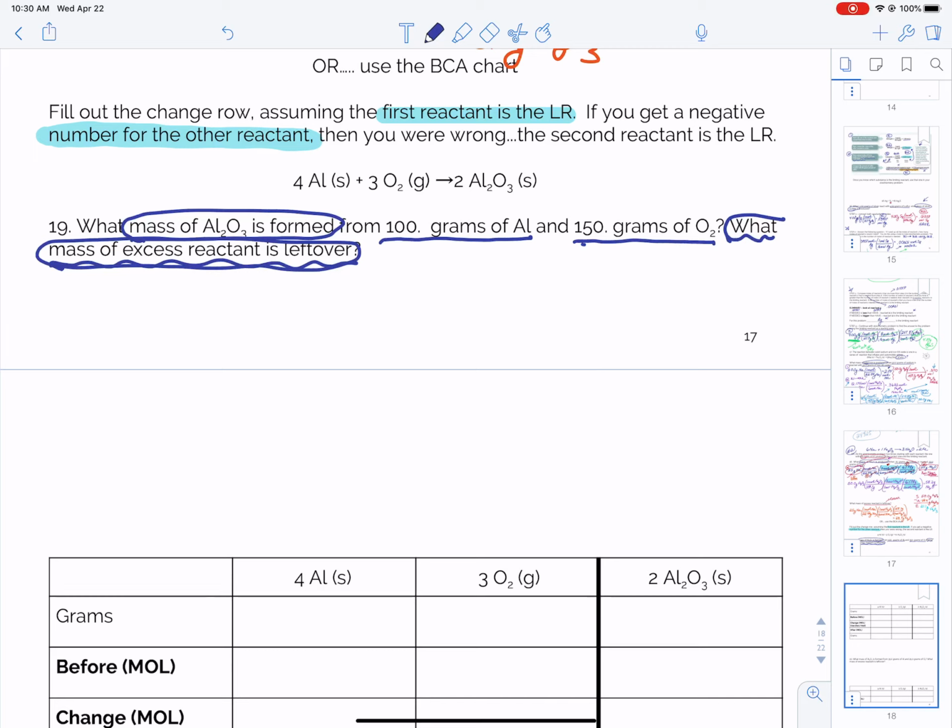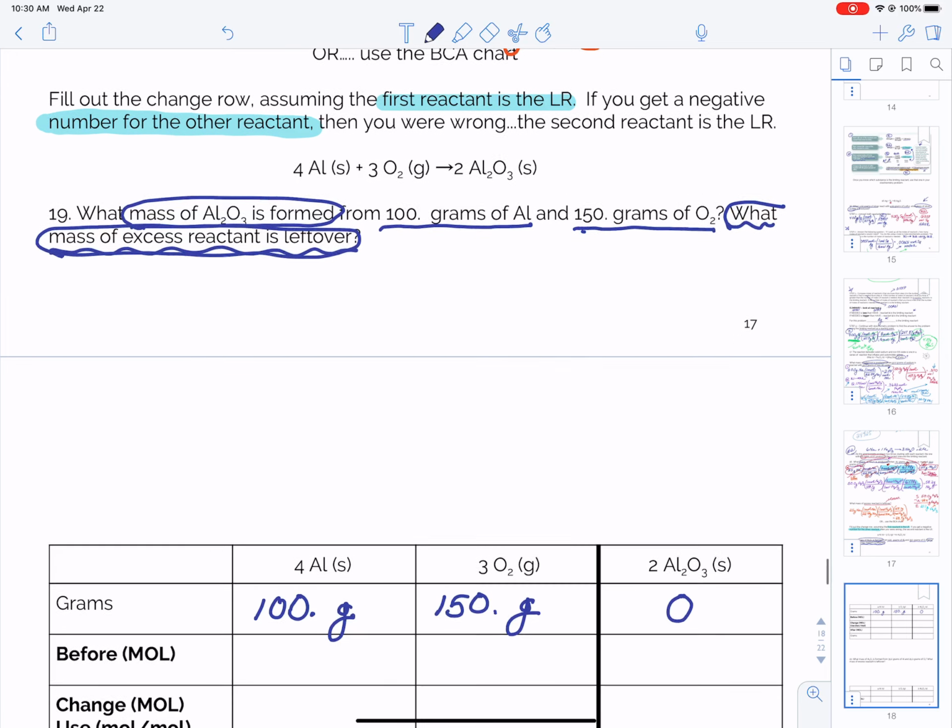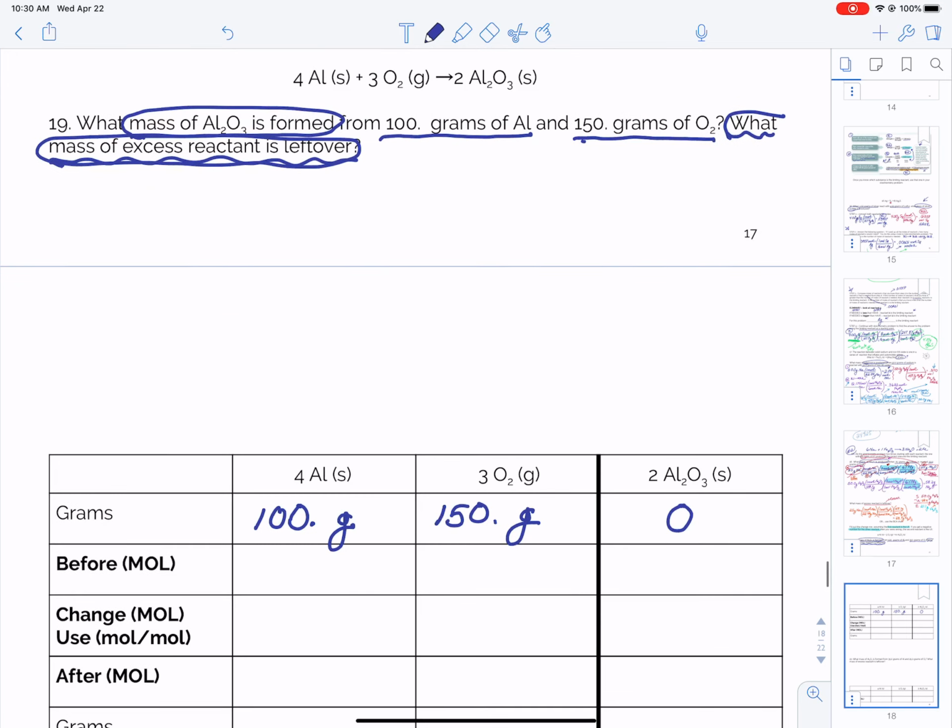So the first thing we need to do is fill in all the rows. How much aluminum am I starting with? 100 and then a decimal point grams. That decimal point looks kind of weird. We wouldn't normally do that in math class, but in chemistry class we need to, because we need to show that that number has 3 significant figures. Also, my mass of oxygen has 3 significant figures. And how much product do I start with? None.